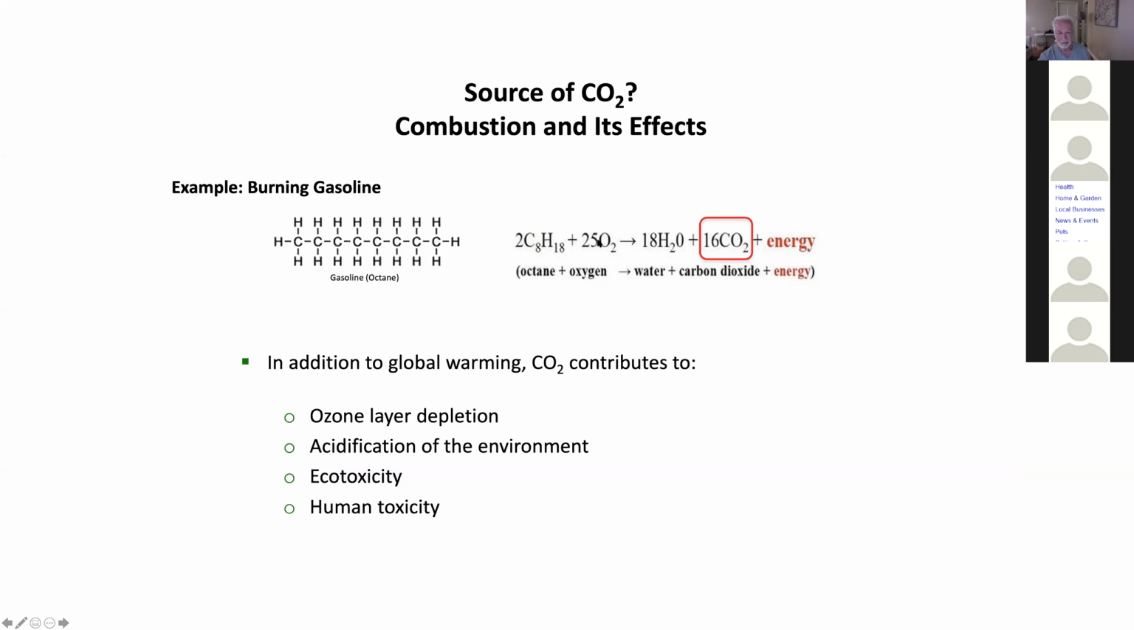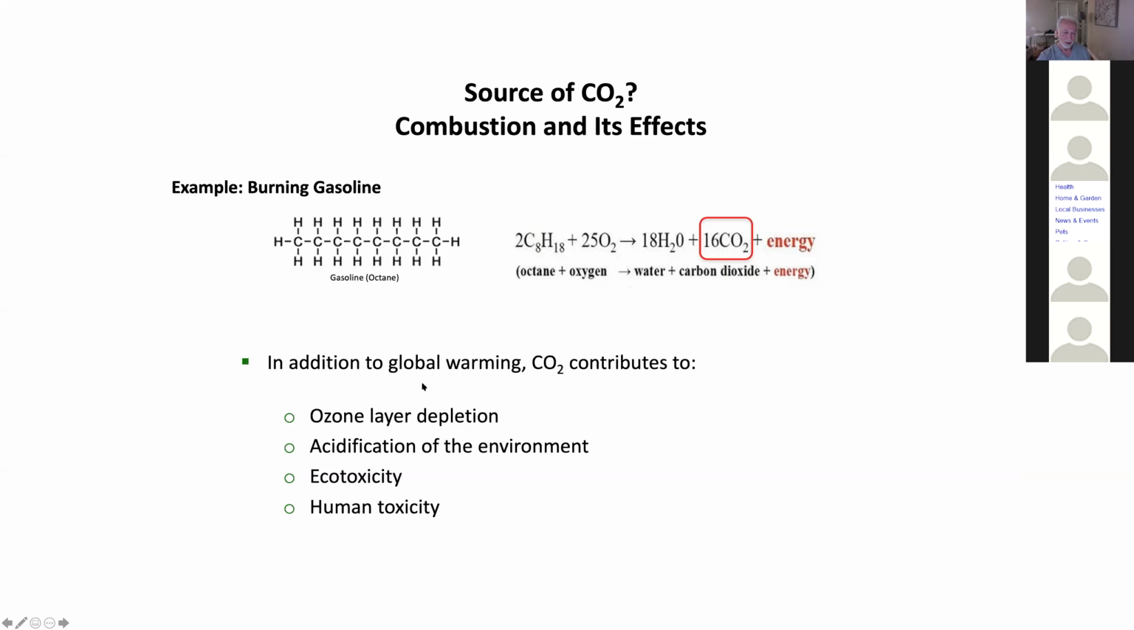So what happens when you drive your car is that a molecule of octane and 25 molecules of oxygen make 18 molecules of water and 16 molecules of carbon dioxide, plus energy. So it makes your car go. This is the process by which we generate carbon dioxide.